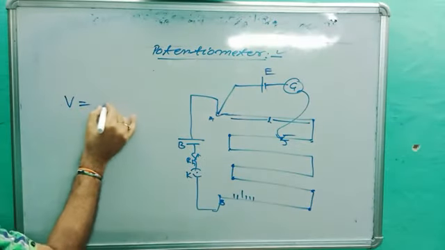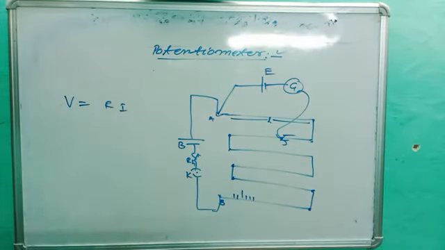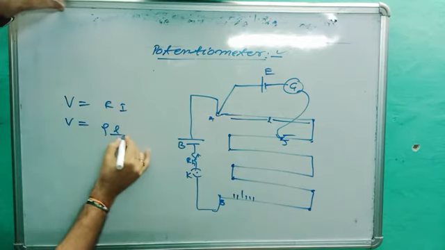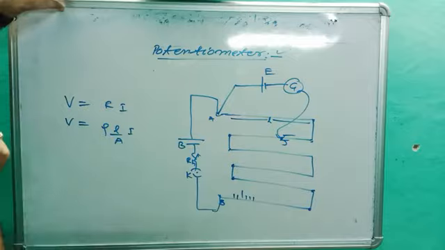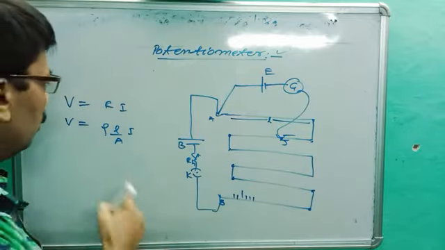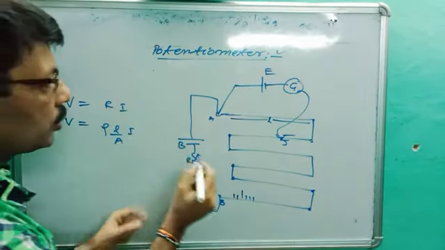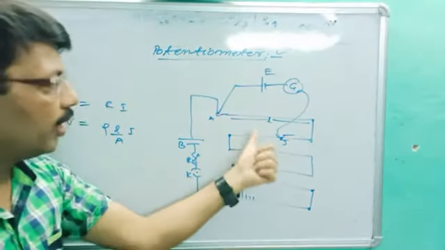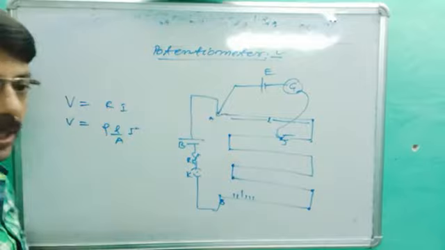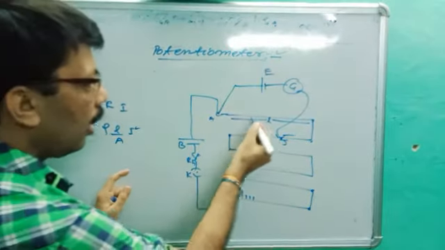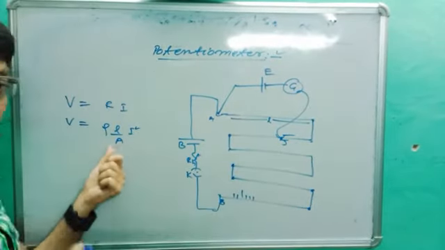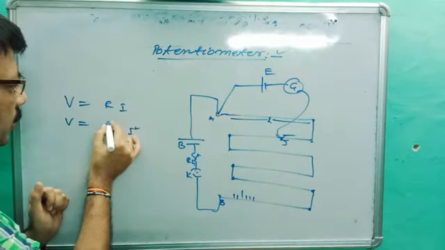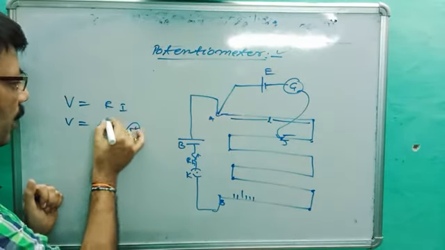And the answer is very clear: V equal to Ri. This is the principle of potentiometer. V equal to R i, where R equal to rho L upon A, so V equal to rho L upon A into I. See, all wires are connected in series, so current will be constant. Very easy. All wires have the same thickness, so area will be the same. All are made of the same material, so rho will be the same. It means these quantities remain constant.